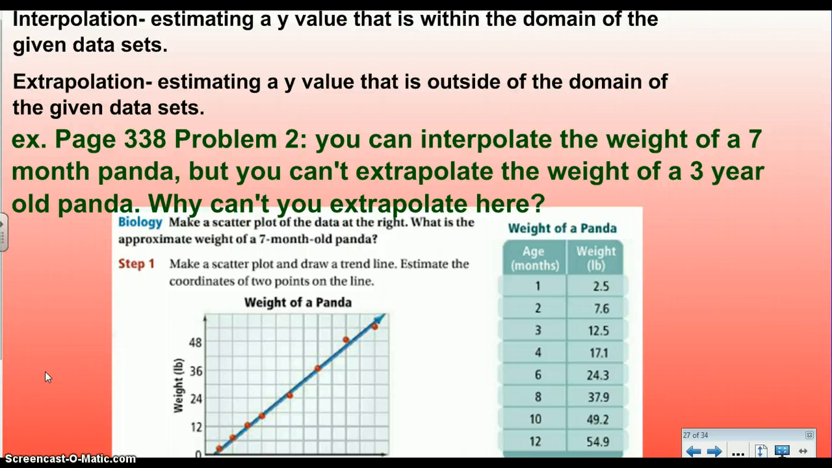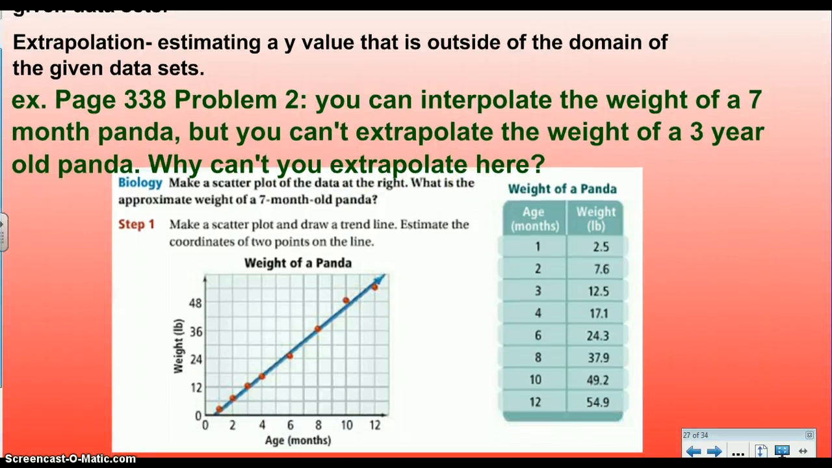Now the other types of questions that you may get are about interpolation and extrapolation. Interpolation means you're estimating a Y value that's within the domain of the given sets. So a Y value that's in between the points that are given. Whereas extrapolation means estimating a Y value that's outside of the domain of the given data sets.